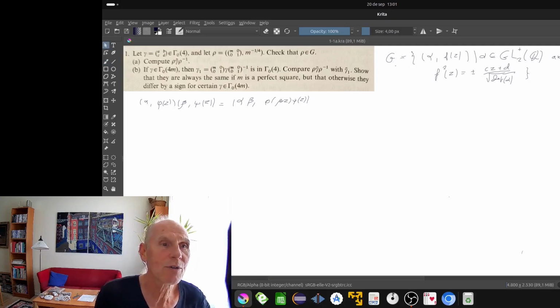Well, we have to start on this, and we must check that rho lies in G, and we have the rational matrices with positive determinants. The determinant is M, so that means that M, they don't write what M is, but M must at least be positive and rational, of course.